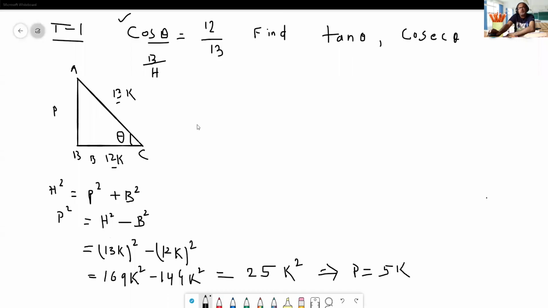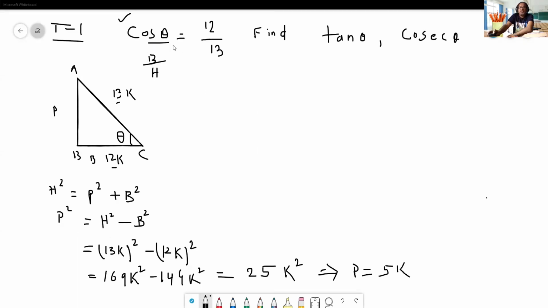Now look, one t ratio will be given to you. This is my first type of problem. This is type 1, you can say. And here one t ratio will be given to you, and you have to find all the other t ratios. Here the problem is cos theta is equal to 12 by 13, and you have to find tan theta and cosec theta. Actually, you can find any t ratio from this given information. Now I'm showing you how you can find all the other t ratios.